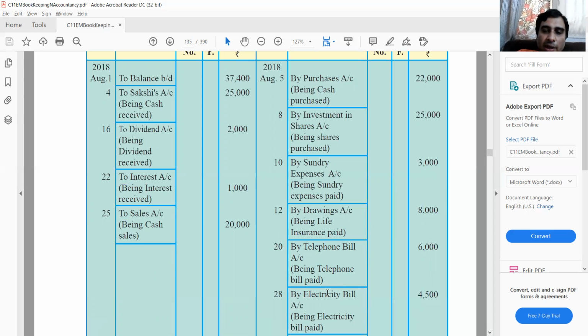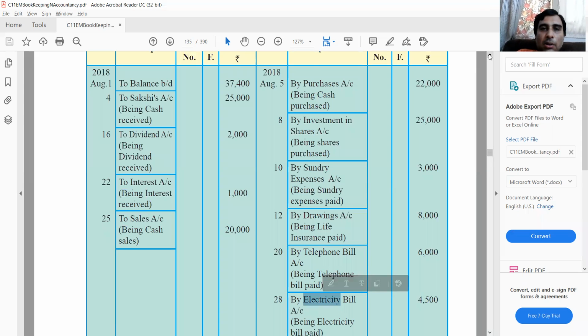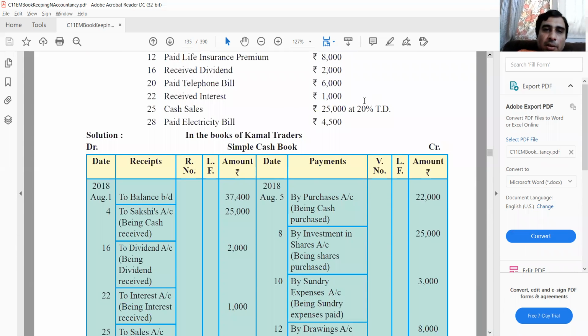Again, electricity bill, I won't use electricity bill account. I will say electricity expenses account. But that's fine, both are same. Doesn't matter. Received interest, left hand side to what, right? To interest. You're receiving it in cash. Someone came and gave you interest in cash.